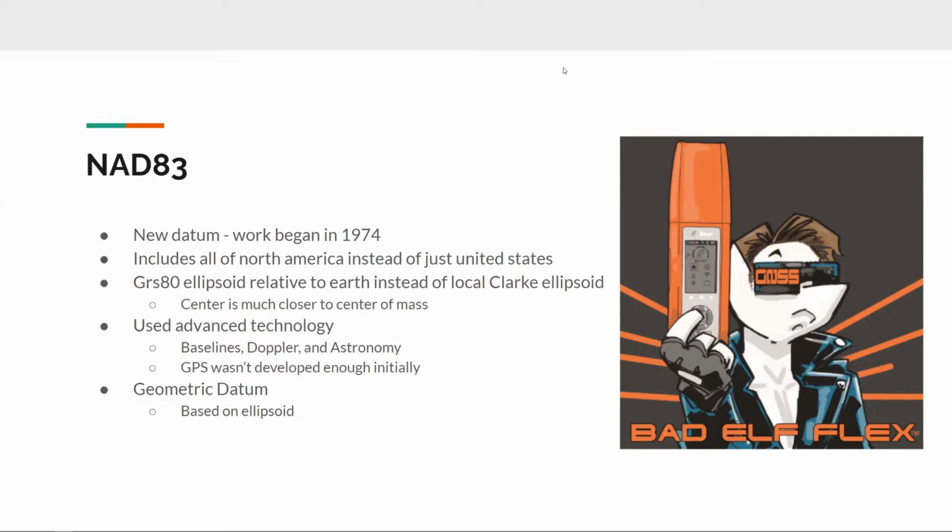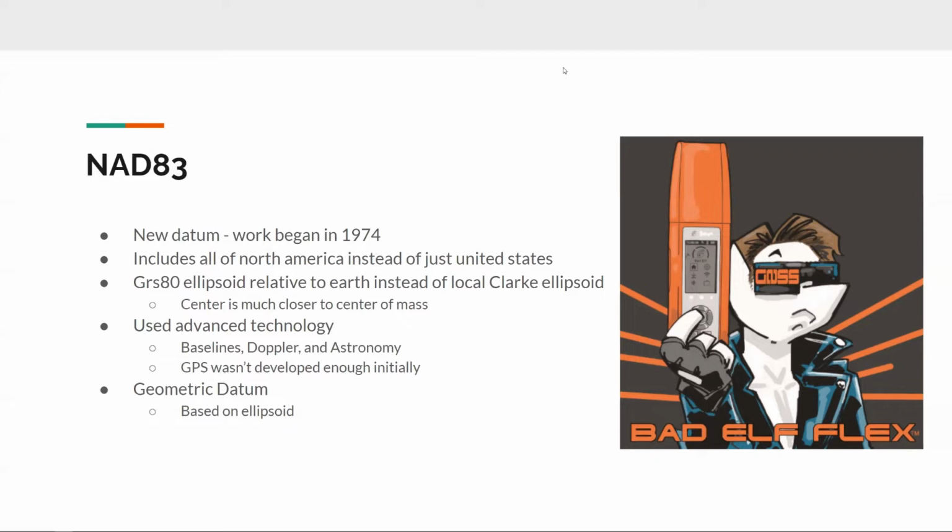After that, obviously NAD 27 was not living up to the standards of more modern technology, so we needed a new update. And so we created NAD 83, for which work began in 1974. This is the datum that we use for survey projects today, although a more updated version of it. It includes all of North America, whereas NAD 27 was just the United States. And it used the GRS 80 ellipsoid, a more updated ellipsoid that wasn't created in the 1800s.